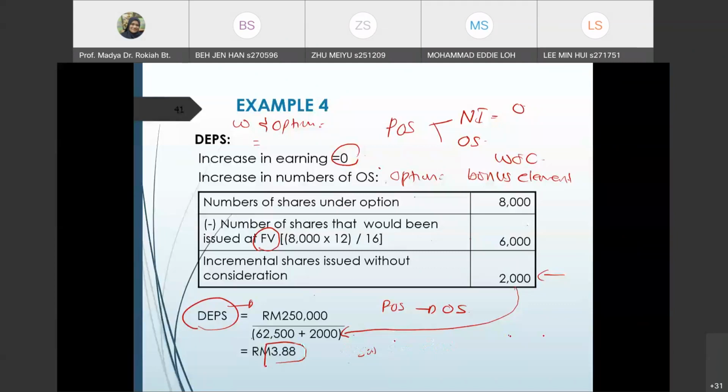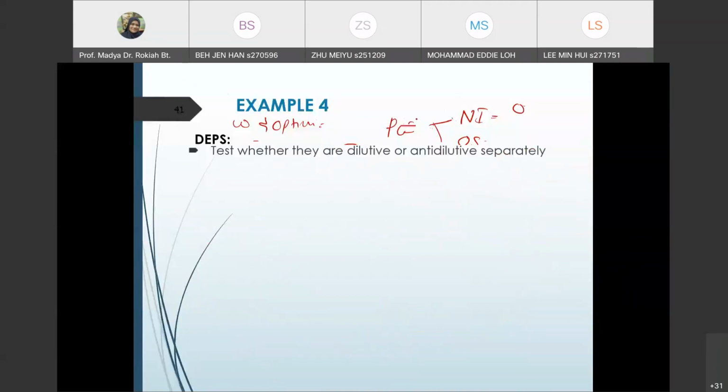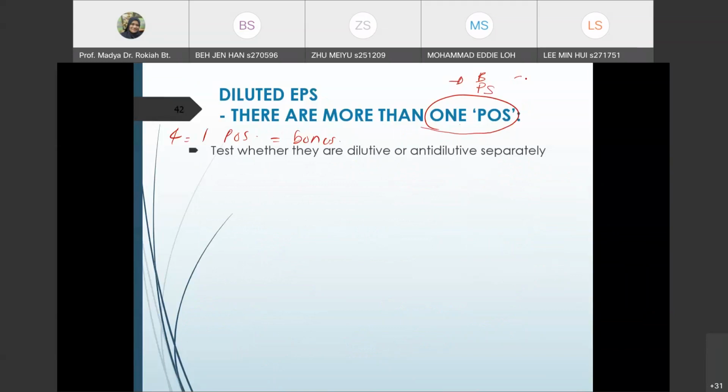example 6 is in the case when you have more than one POS. So remember that we have 4 types of POS. For one POS here, which is a bonus, we have another more than one POS. Remember that you have 4: you have preference shares, you have convertibles, and then you have an employee plan. So for the class, we're going to continue with this note starting from this slide.